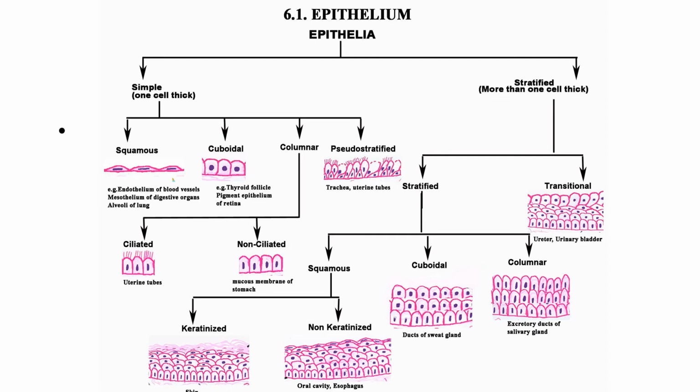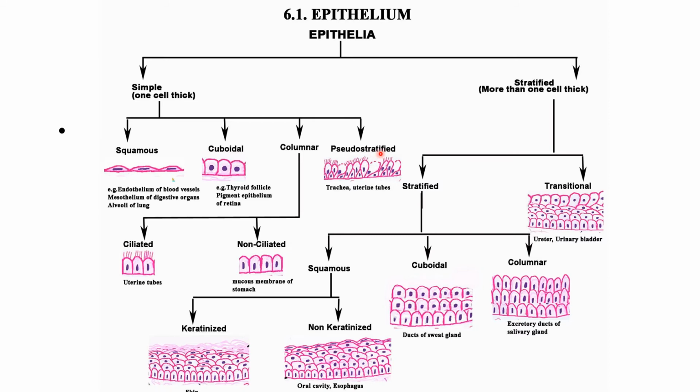Now see the broad categorization of epithelia before we proceed further about the stratified epithelia. So the covering and lining epithelia are classified into the simple and stratified. Simple, 1 cell thick; stratified, more than 1 cell thick. The simple are again classified into different types depending on the shape of the cells: simple squamous, simple cuboidal, and columnar.